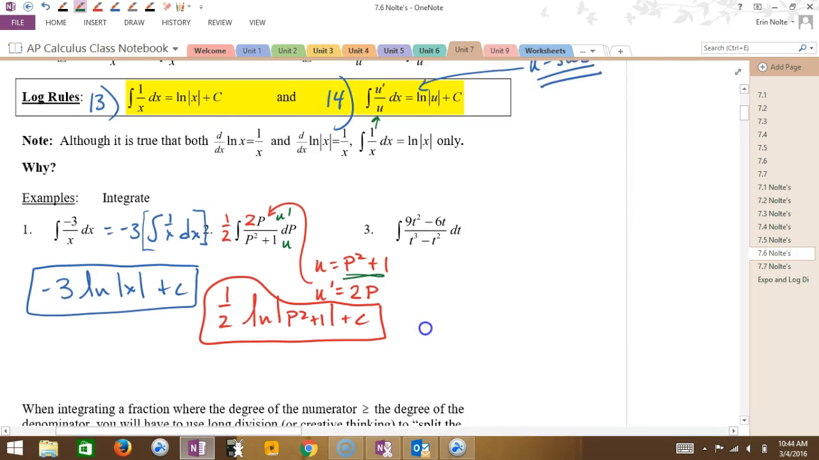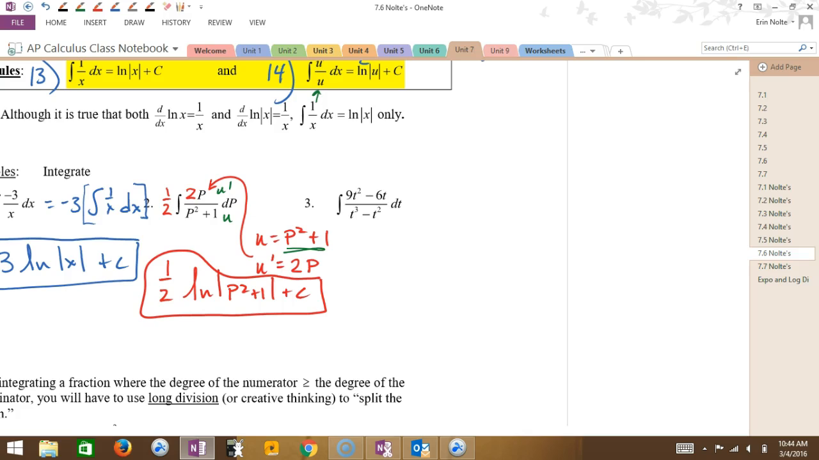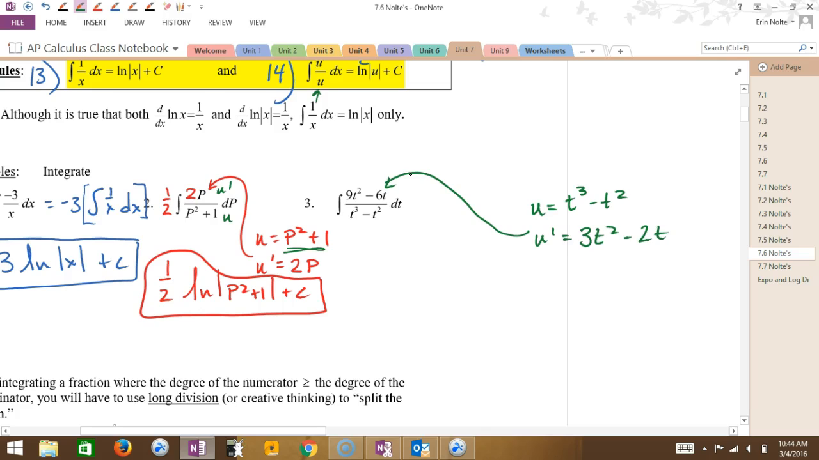There we go. Okay, so let's do number 3. Which rule am I going to do for number 3? 14, so I'm going to identify my u. What's my u? t cubed minus t squared. So what's the derivative of u? 3t squared minus 2t. And now I'm going to compare it and look at the top.